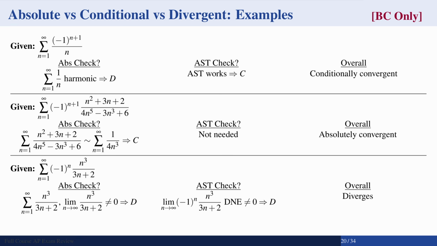We can look at something like -1 to the n cubed over 3n plus 2. When we try to check it for absolute convergence, we get the limit is not 0, so that diverges. But that doesn't mean we're done. We have to then do the alternating series test. We look at this, the limit of that just does not exist, which is not 0, so that diverges. So overall, this thing diverges.